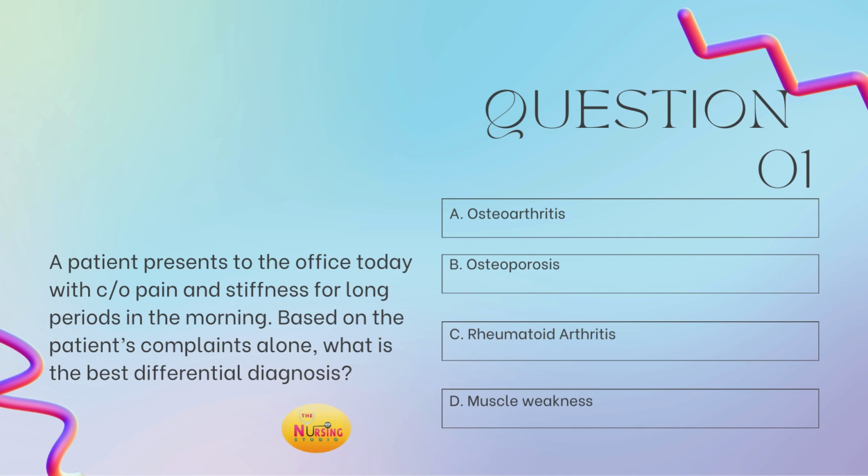Question number one states a patient presents to the office today with complaints of pain and stiffness for long periods in the morning. Based on the patient's complaints alone, what is the best differential diagnosis? Is it A, osteoarthritis, B, osteoporosis, C, rheumatoid arthritis, or D, muscle weakness? Take a moment and tell me what you got in the comments, you guys.